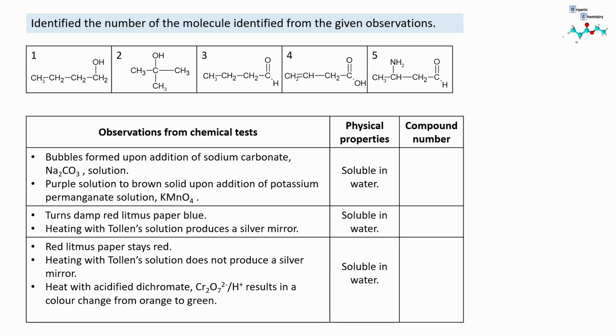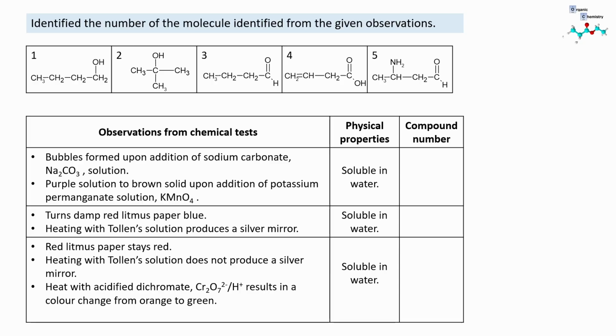But the first thing we're told for our first sample, the unknown, is that bubbles form on the addition of sodium carbonate. So when we add a carbonate to an acid, we produce carbon dioxide. Those are the bubbles we observe. And sodium carbonate is a definitive test for a carboxylic acid. So we must find the one up here that is the carboxylic acid. That is number 4. So we're pretty confident it's number 4.